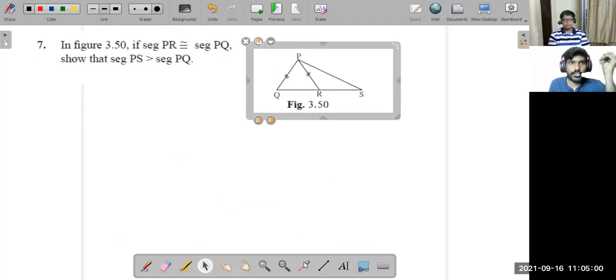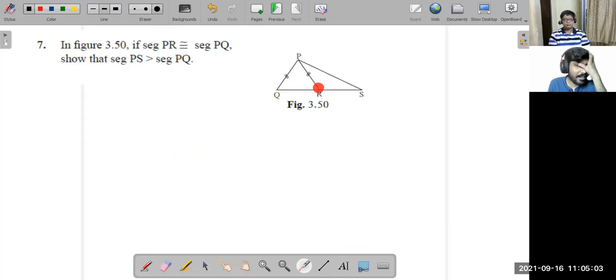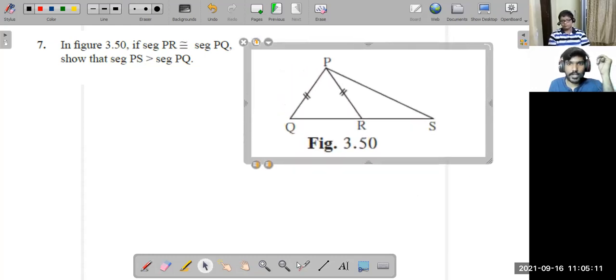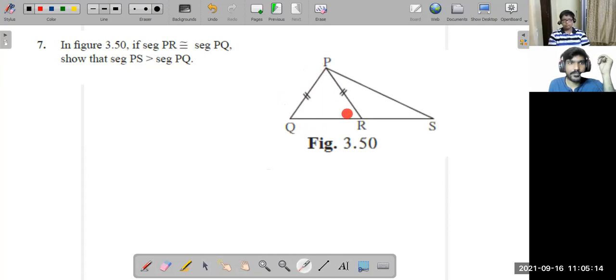Okay, in this question, PR and PQ are congruent to each other. In this figure, in this triangle, PR and PQ are congruent to each other, these two sides. You have to show that segment PS is greater than segment PQ.